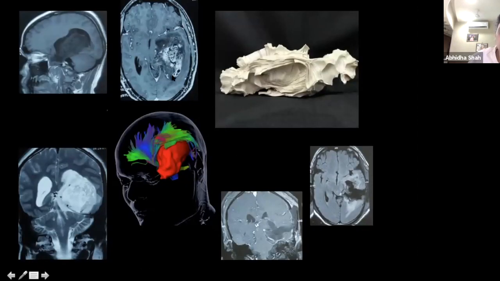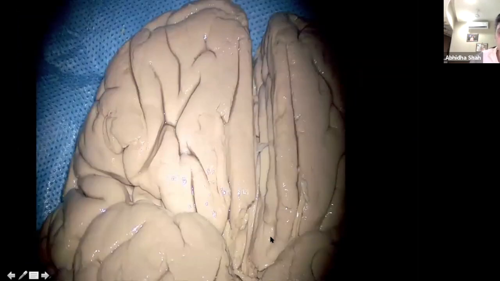Again, another huge tumor in the parahippocampal gyrus. So if you see this image, you see that the tracts are all displayed superiorly, and you can safely enter here and perform a good radical resection.